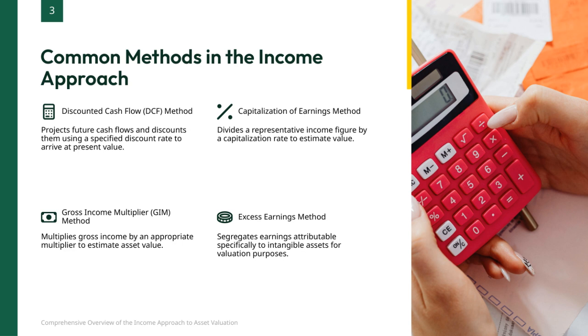The gross income multiplier method works by multiplying the gross income by an appropriate multiplier, offering a straightforward way to estimate asset value, especially when detailed cash flow information isn't available. Lastly, the excess earnings method focuses on isolating earnings that are attributable specifically to intangible assets, which is important for valuing things like intellectual property or goodwill. Each method has its own strengths and is suited to different scenarios depending on the data and precision required.